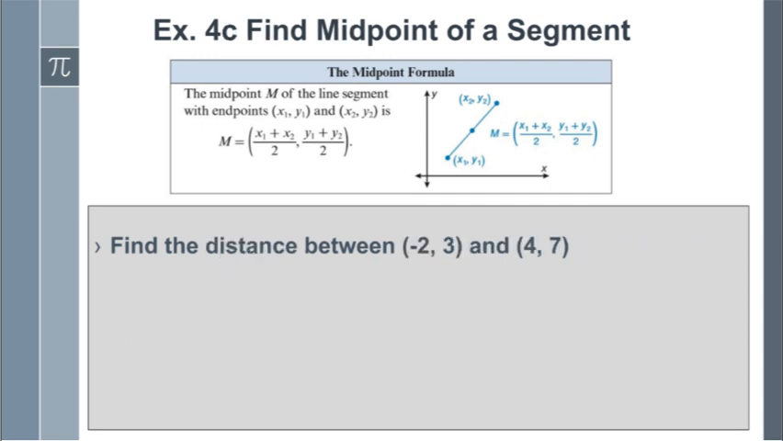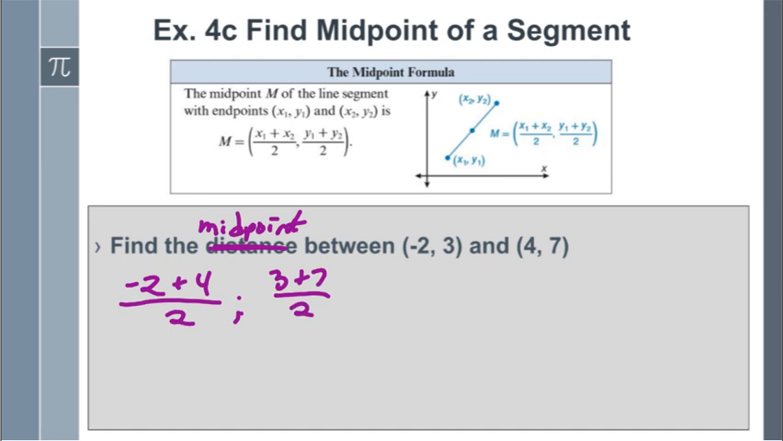Next one, find the distance between negative 2, 3, and 4, 7. This one should actually be the midpoint. Find the midpoint instead of the distance. So we'll have negative 2 plus 4 divided by 2, and we have 3 plus 7 divided by 2. So negative 2 plus 4 is 2. 2 divided by 2 is 1. 3 plus 7 is 10. 10 divided by 2 would be 5. So the midpoint would be 1, 5.